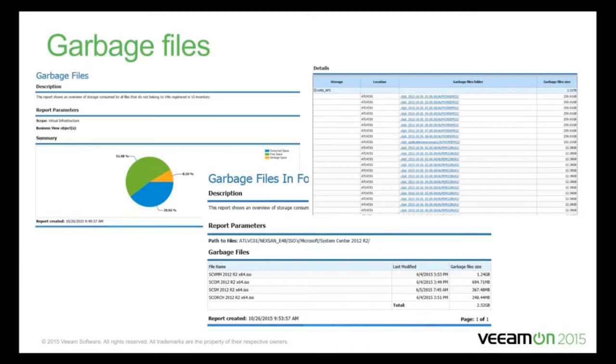And if you click on one of the blue links, it opens up another drill down report, a garbage files report, and actually shows you what files are still left there, when they were modified, and how big the garbage file size is. Now, how do we know if it's garbage files?